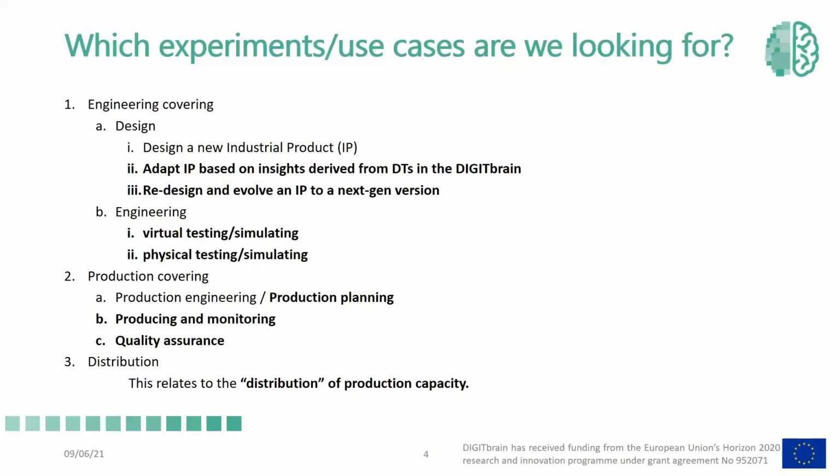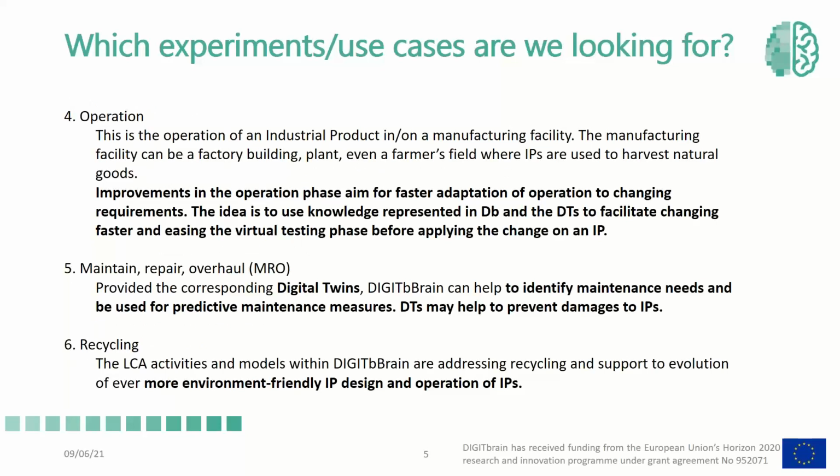In distribution, you may want to use information coming from the machines in the field to distribute production capacity, to better use the capacity that you already have. So this is a part of the manufacturing as a service concept. And in operation, faster adaptation to changing conditions, or the idea that you represent knowledge in the digital brain to facilitate faster adaptation to these conditions.